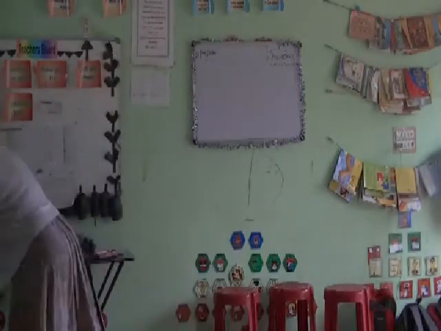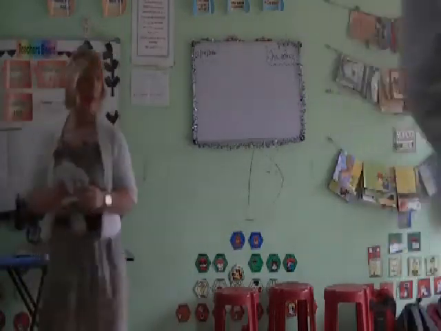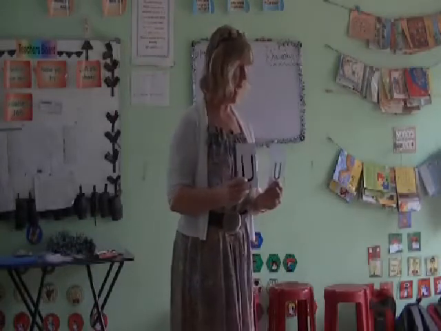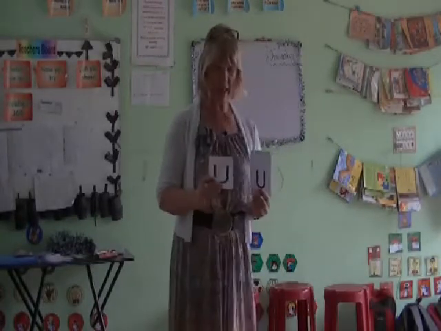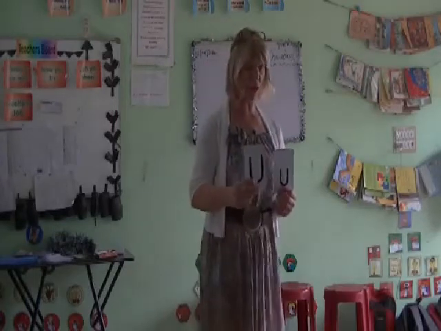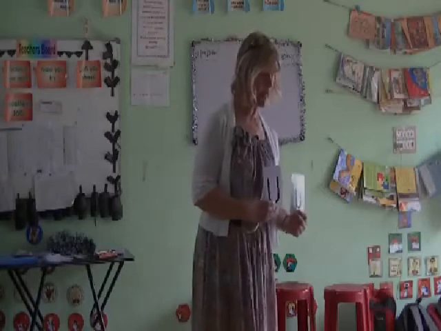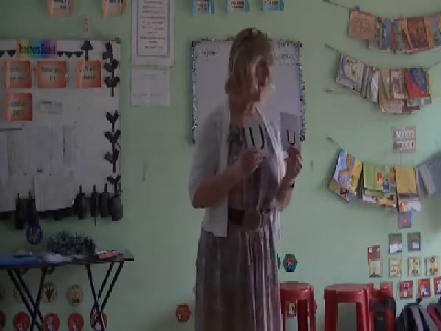Next one we have U. This is U. Uncle. Very good. This is an umbrella. This is a big U and this is a little U. They look the same. They haven't changed, but one's big and one's small. And uncle starts with U and umbrella starts with U.